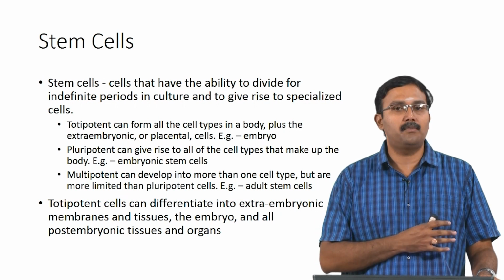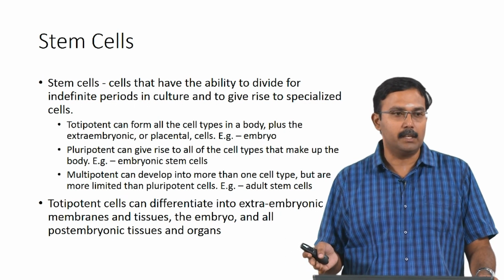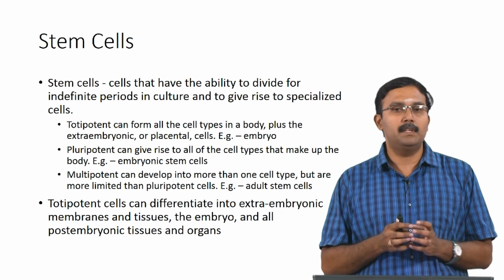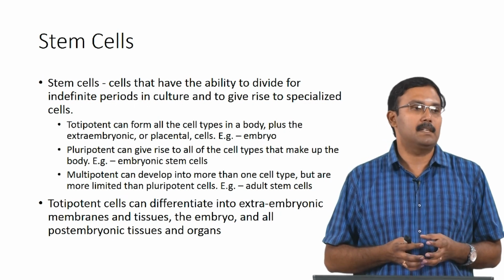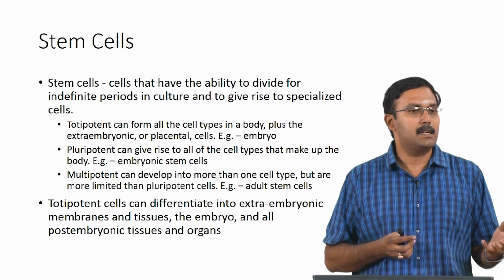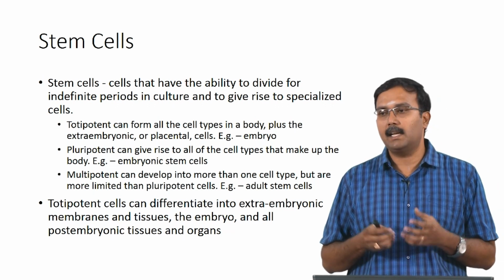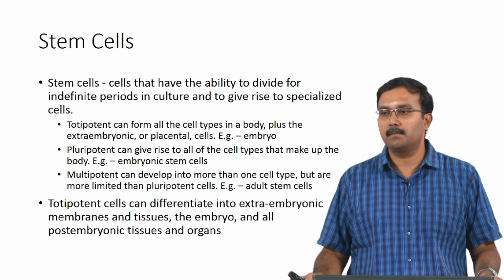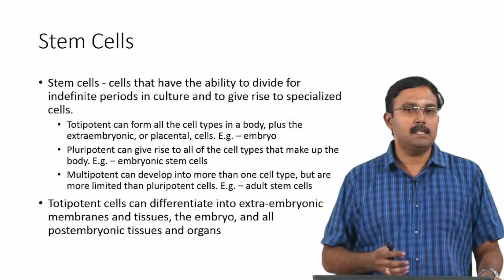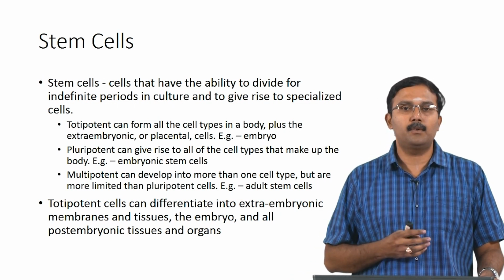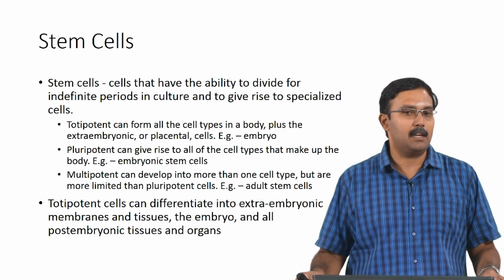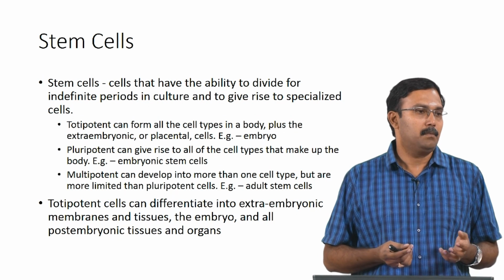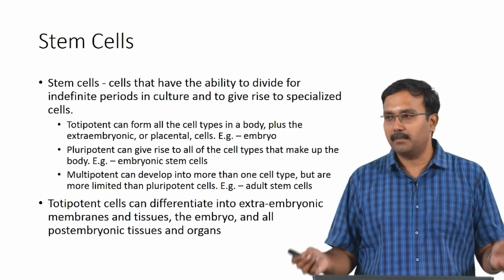pluripotent stem cells can form all the cell types in the body, but they cannot actually form the extra embryonic or the placental cells. So, those are the pluripotent stem cells. So, embryonic stem cells and induced pluripotent stem cells are examples of such pluripotent stem cells. Multipotent stem cells are the ones which can develop into more than one cell type, but are more limited than pluripotent stem cells. They cannot form all the cell types, but they can form a significant number of cell types.